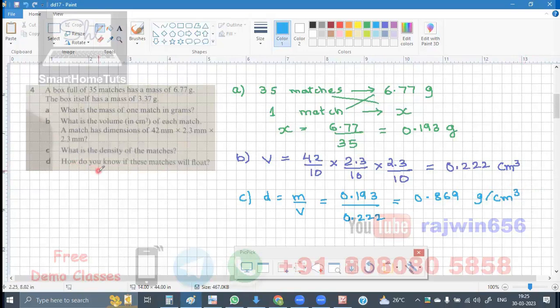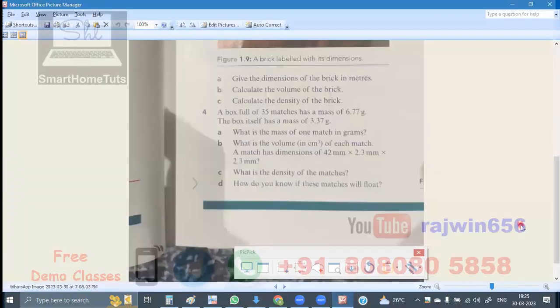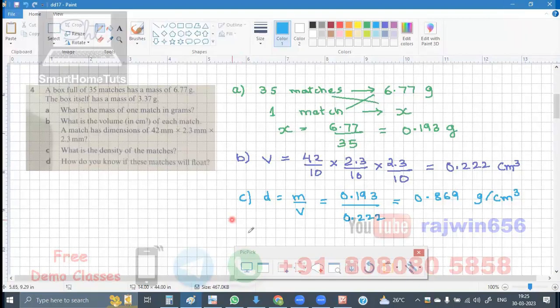Sir, in the D part, how do you know if these matches will float? Any arrow was given on the left side. So what does that arrow mean? Where is the arrow? What you have sent me here, there is no arrow. Sir, on the left side, D part on left side. This has nothing. Okay. Now the D part answer I'm writing over here.